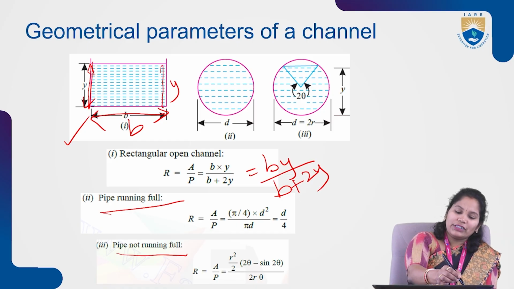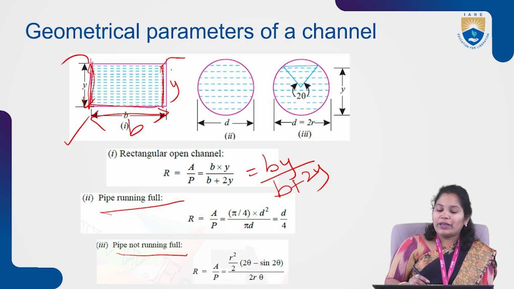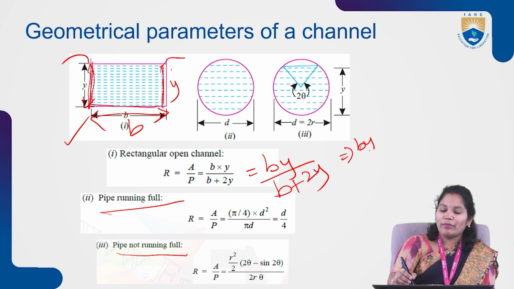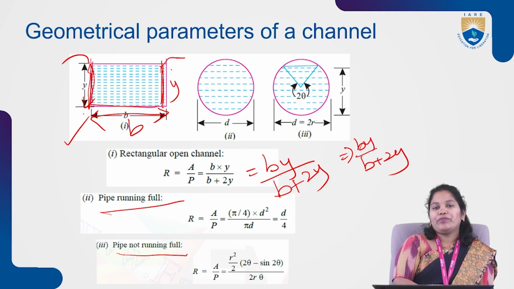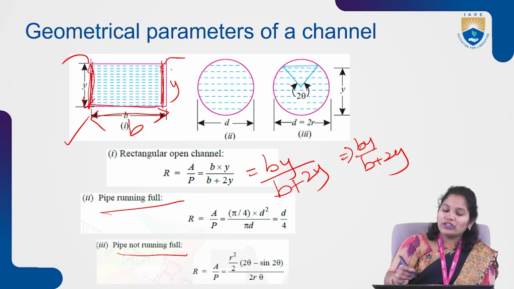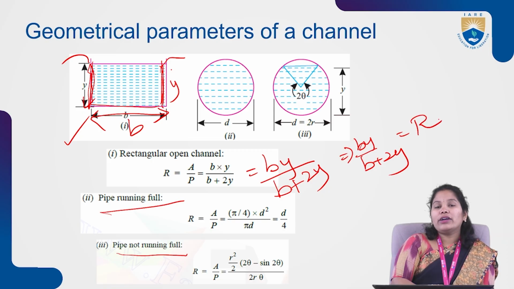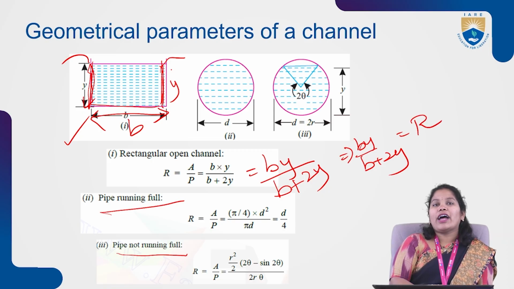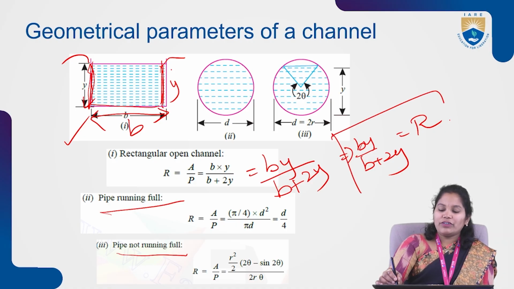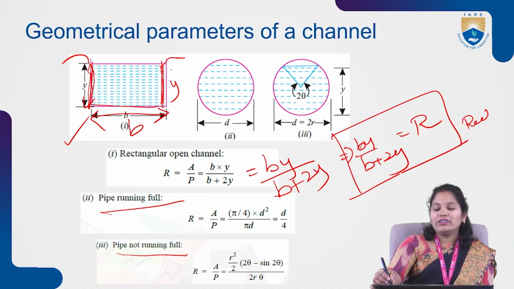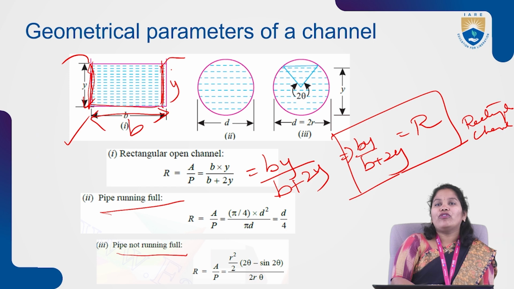This is your wetted perimeter. Only this part gets wet. So the formula is BY by B plus 2Y. Is it clear? This is your hydraulic radius, or hydraulic mean depth, for a rectangular channel. Right? Now, pipe running full.